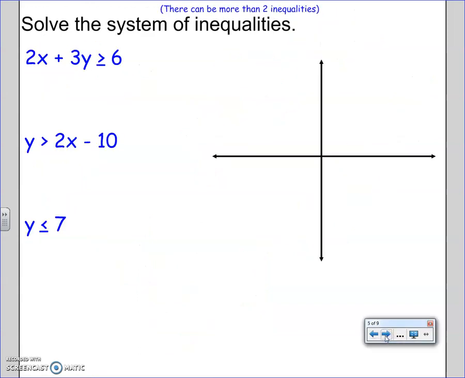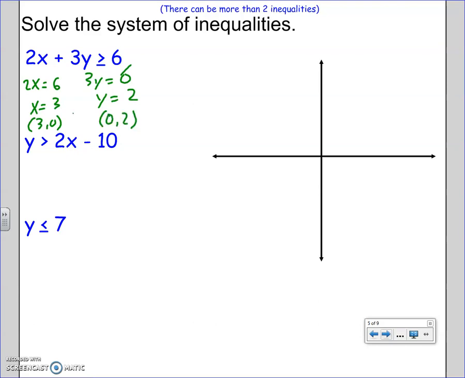Alright, there might be more than 2 inequalities, and there's just 3 of them. So we're going to graph each and see if there's an overlap. So here it has to be a triple overlap area. The first one, that's standard form, I do the cover-up method. So I do 2x equals 6, 3y equals 6. That makes x equals 3 for the coordinate 3, 0. And y equals 2 when I divide by 3, I get the coordinate 0, 2.